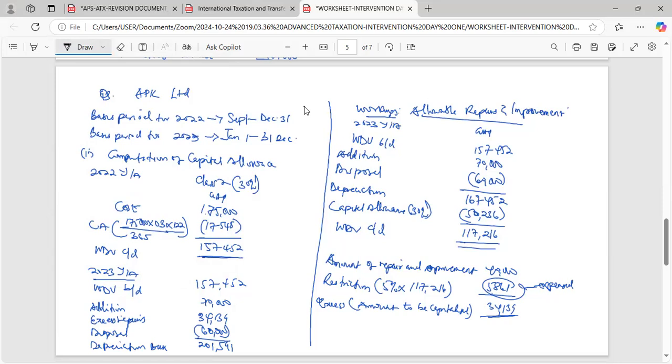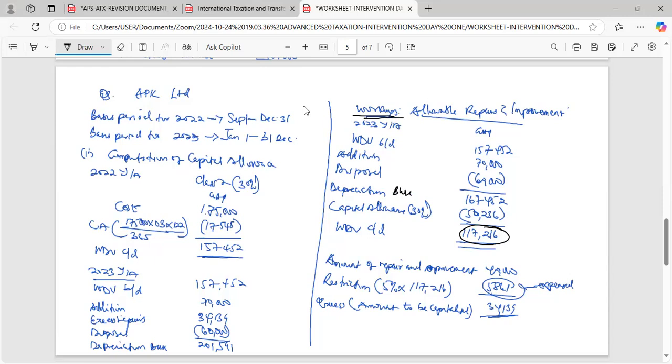So you go through the process for the year 2023. What happens to the additions and disposal of assets in 2023? So you do your working. This one is a working, not the main capital allowance. This is where you go through the process. The written down value is 157,452. Then the 2023 addition was 70,000, disposal 60,000. Then we can know our depreciation base. We calculate our capital allowance at 30%. This is the written down value at the end, which was done without factoring in the repairs and improvements.